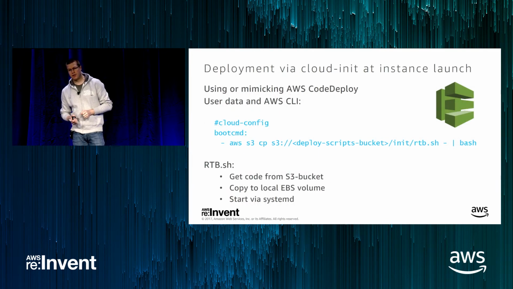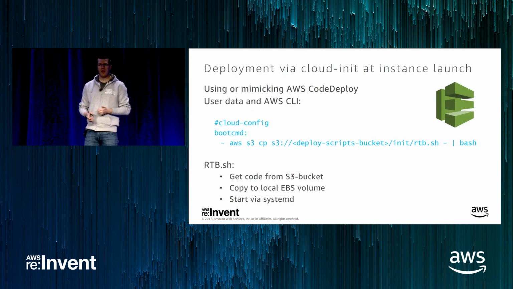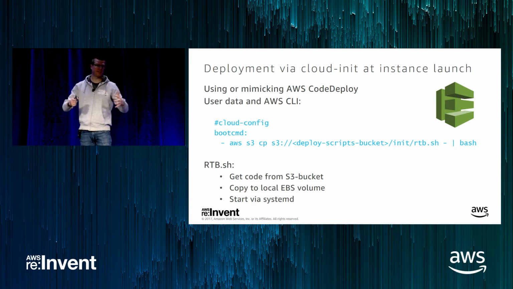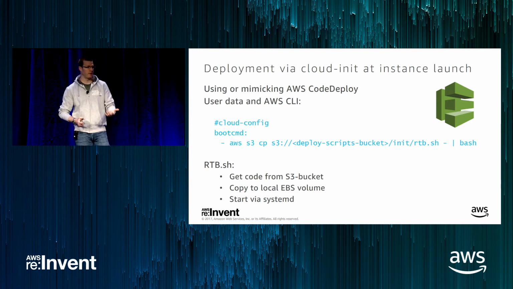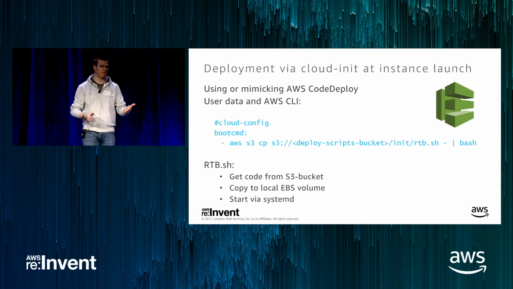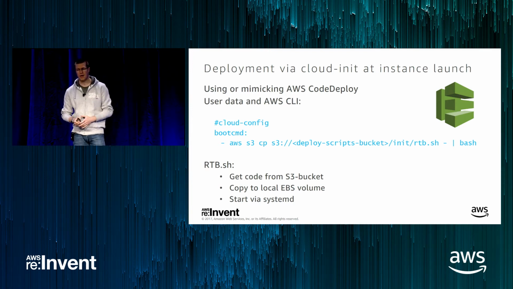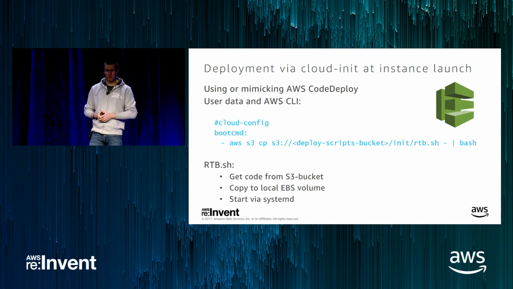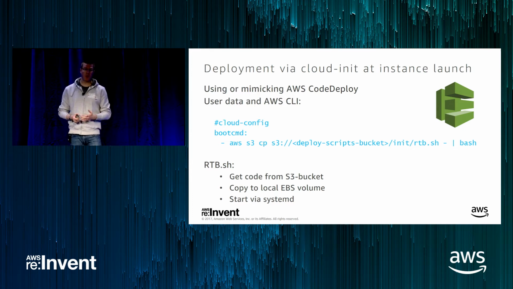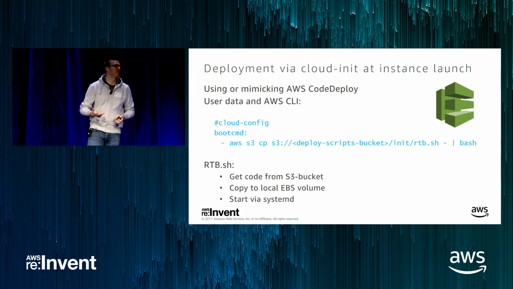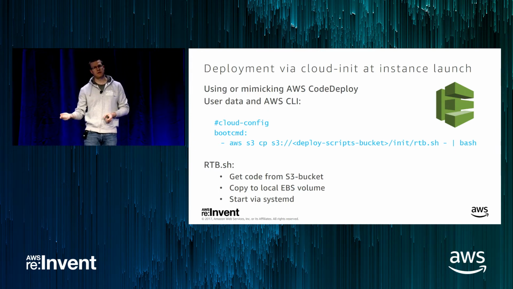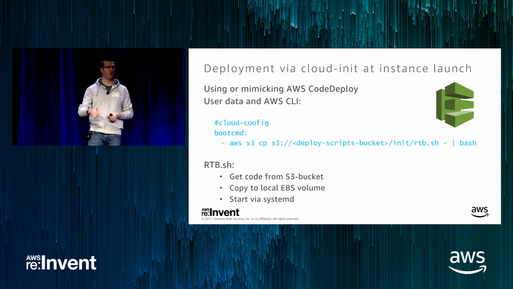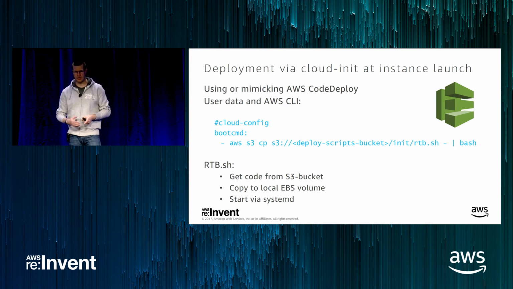And then last but not least, deployments. Because when you have a fixed cluster or a fixed fleet of instances, it's a lot easier to deploy to them because you know them exactly. But that's what we don't want. We don't want to pet our instances. So we build out a deployment via cloud-init at instance launch. So whenever autoscaling triggers an instance launch, we automatically deploy our application to those instances.